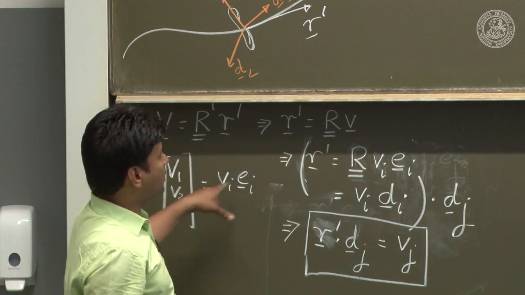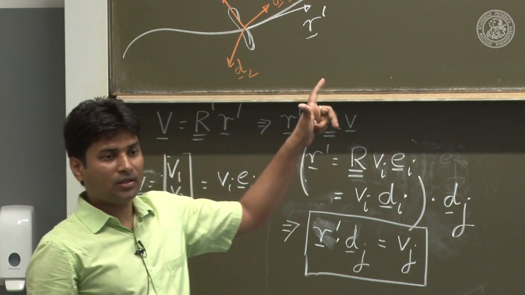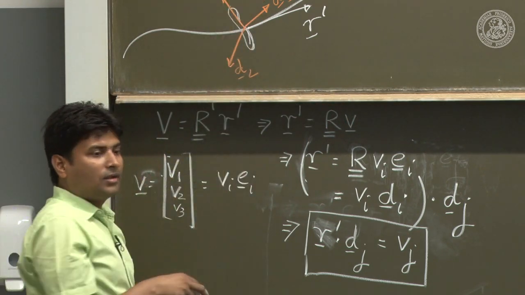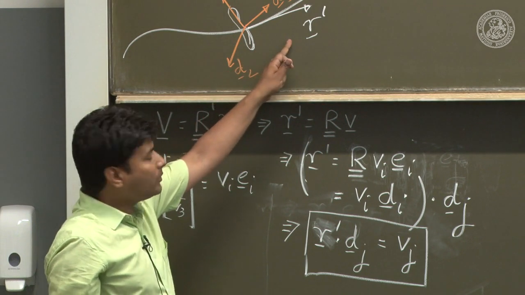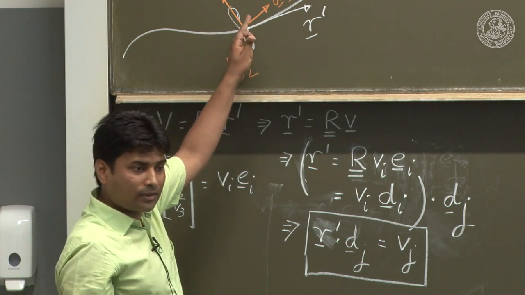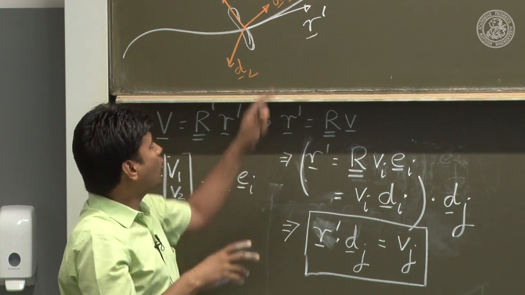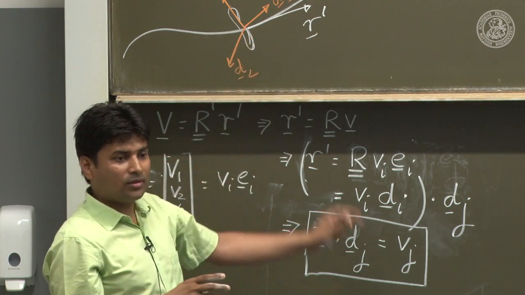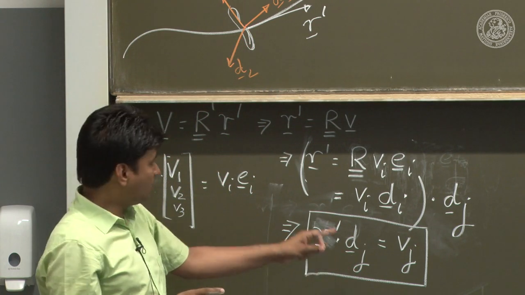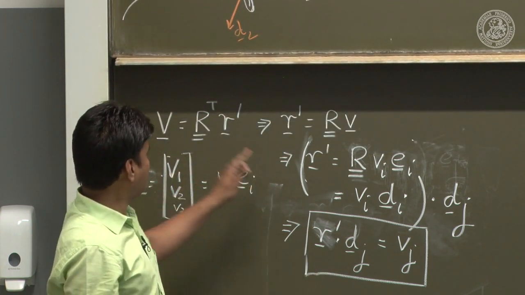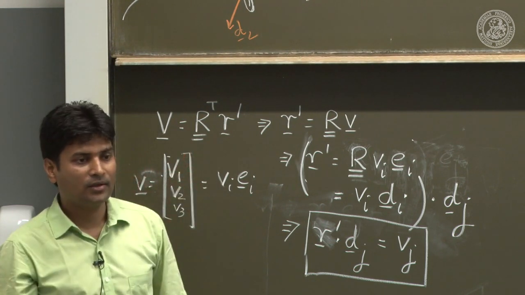That's why this quantity did not change. Why is this not changing when you rotated it? Can you see now? If you rotate this, your r prime is also rotating, directors are also rotating, they are all rotating together, so the components do not change. Therefore this was a frame indifferent quantity. So the Vi's are all frame indifferent.